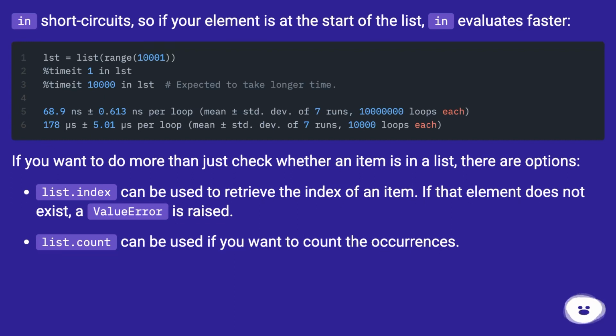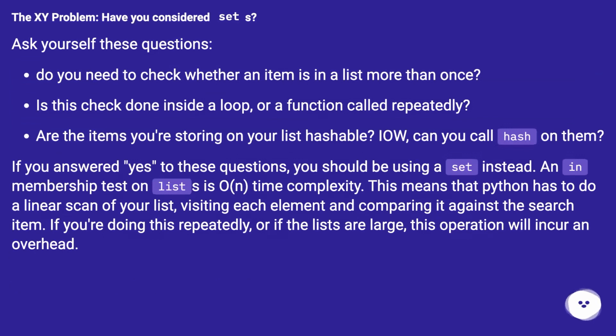If you want to do more than just check whether an item is in a list, there are options. list.index can be used to retrieve the index of an item. If that element does not exist, a ValueError is raised. list.count can be used if you want to count the occurrences. The XY problem: have you considered sets?